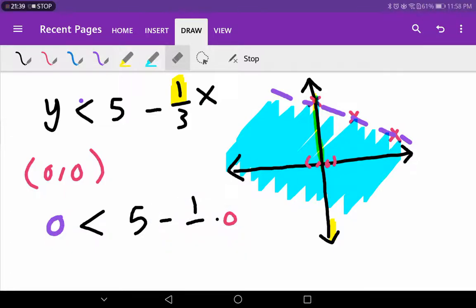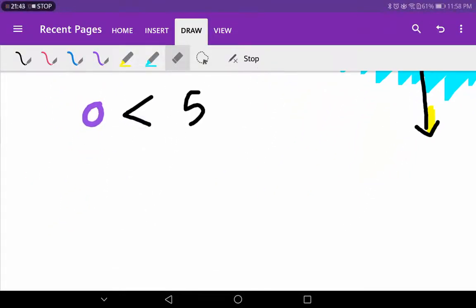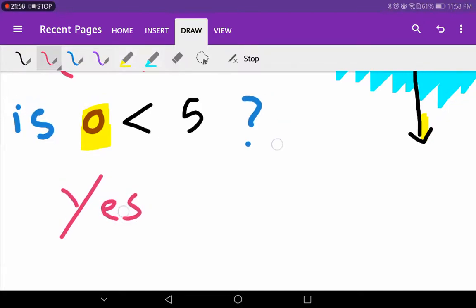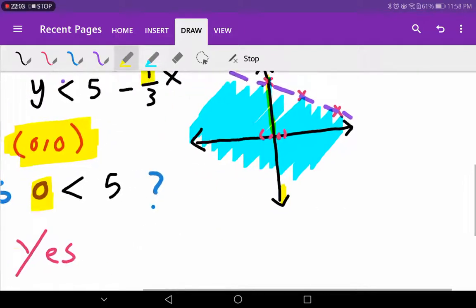So I'll erase it and read it now. Read it like I read. Put is in the front here. Is 0 less than 5? Is 0 less than 5? Clearly, yes. So 0 and 0 is one of the solutions for this system. As you see, it is located in our shaded area.